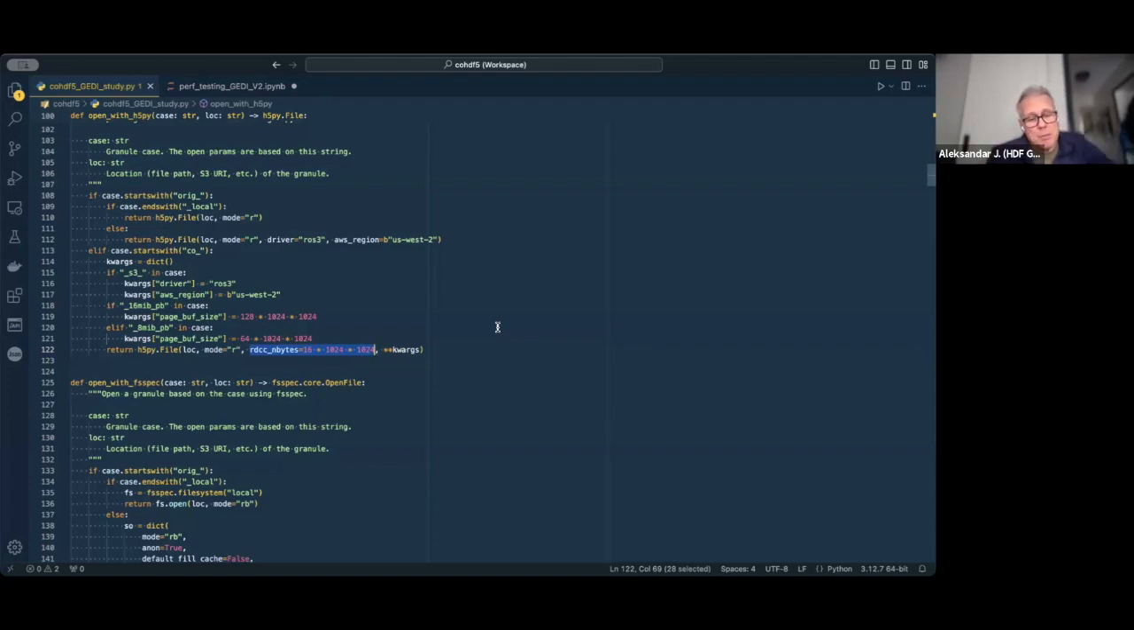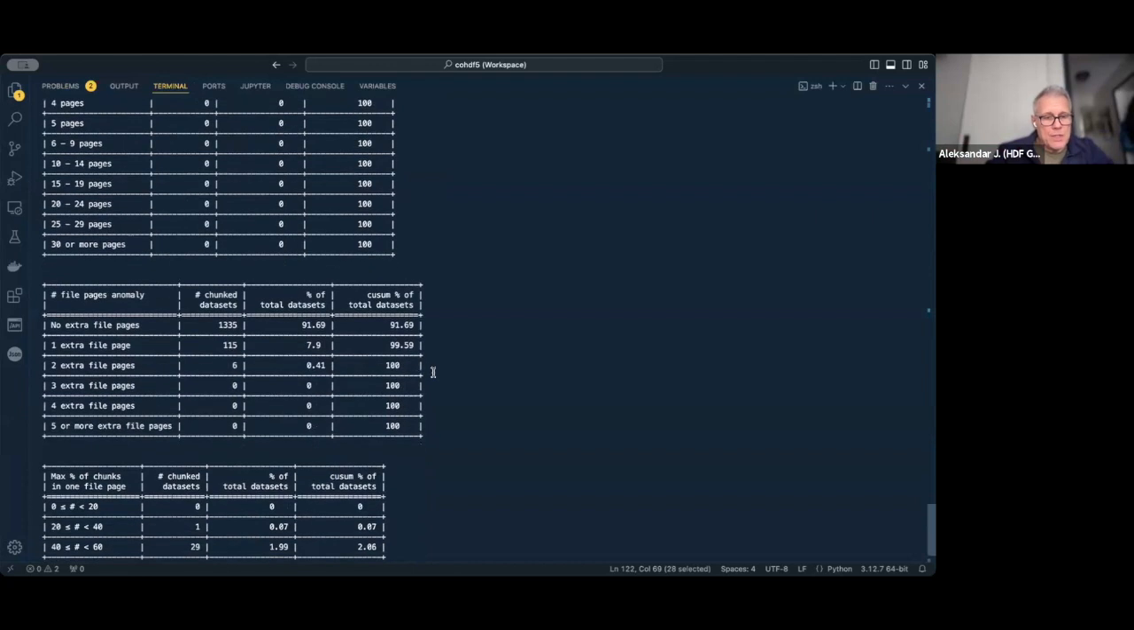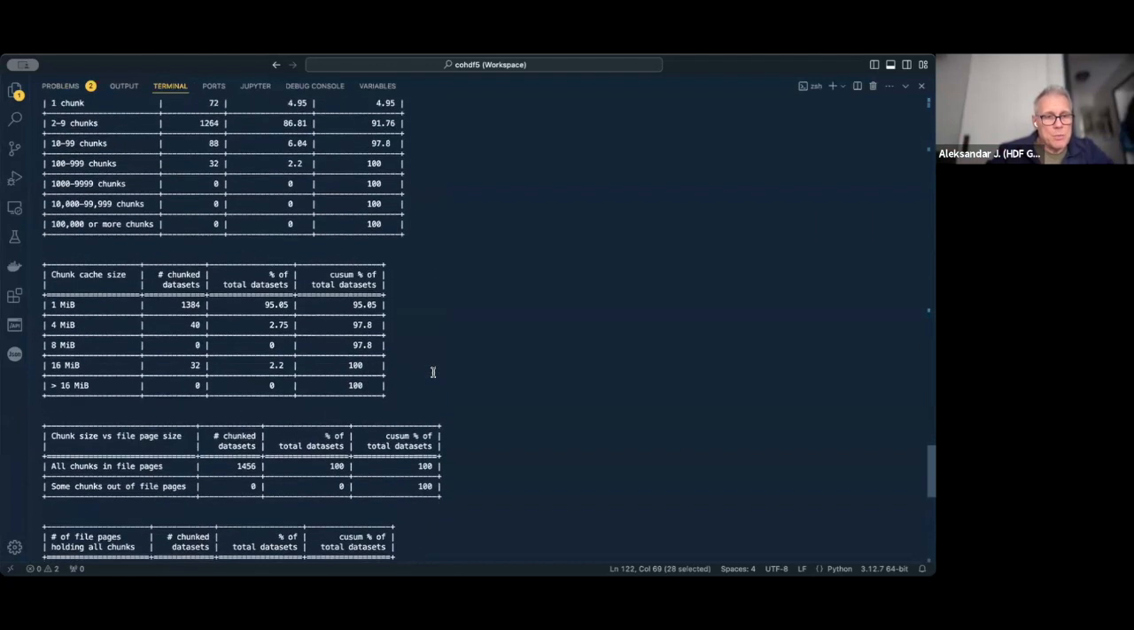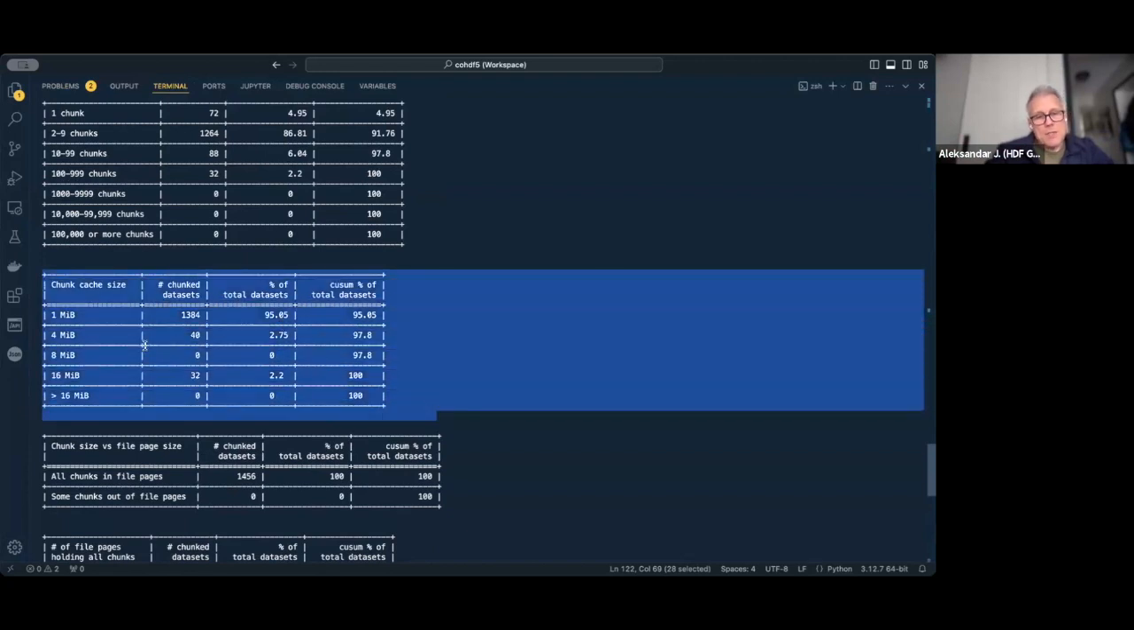And why I chose 16 MB? Because in one of these statistics that I conveniently jumped over, because it's too much to talk about as well. Here, this one, the table here, it told me that essentially if I choose 16 megabyte chunk cache, I will have all data sets in the chunk cache eventually if I need to.